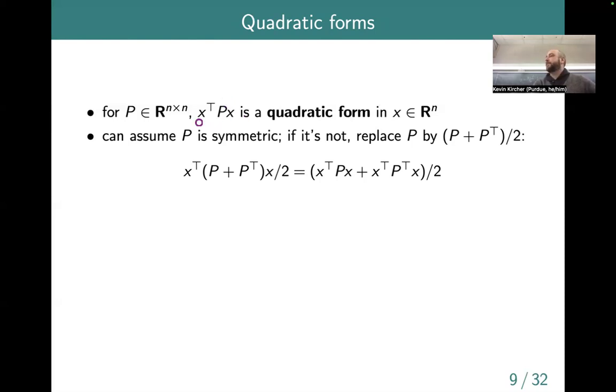By the way, this whole thing is a scalar. The result of a quadratic form is just a number. So x here is an n by 1 vector, and P is n by n. If we do n by n times n by 1, we get n by 1. And then x transpose is 1 by n. So if we do 1 by n times n by 1, we end up with a 1 by 1, or a scalar. Okay.